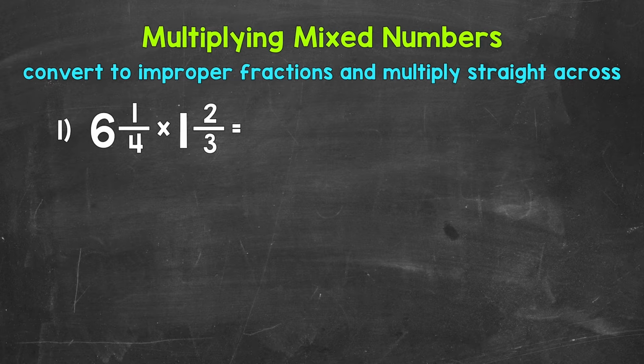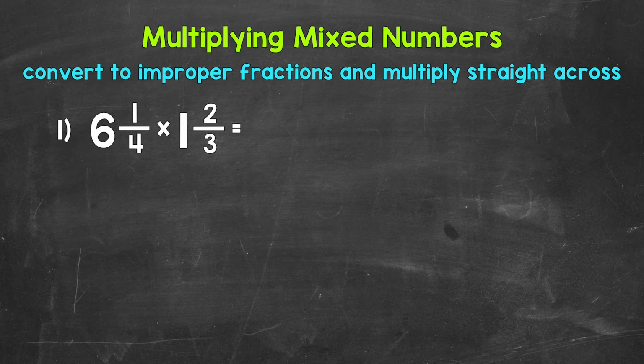Let's jump into number 1, where we have 6 and 1/4 times 1 and 2/3. Now remember, when we have a multiplication problem that involves fractions, we can multiply straight across. So we multiply the numerators, the top numbers, and then we multiply the denominators, the bottom numbers. So our first step here is to convert the mixed numbers to improper fractions. That way we just have numerators and denominators and we can multiply straight across.